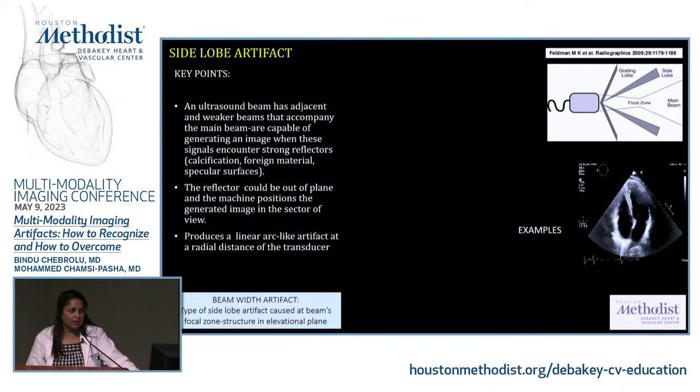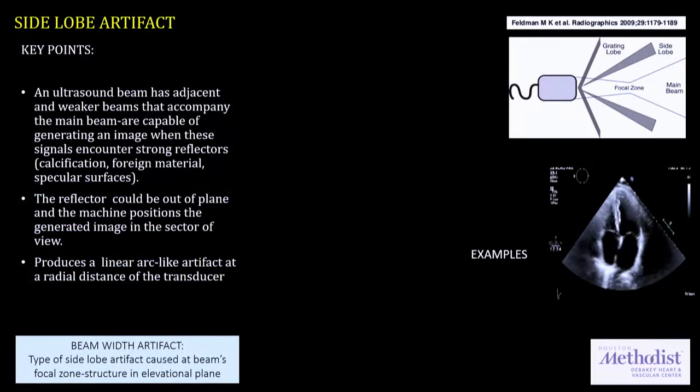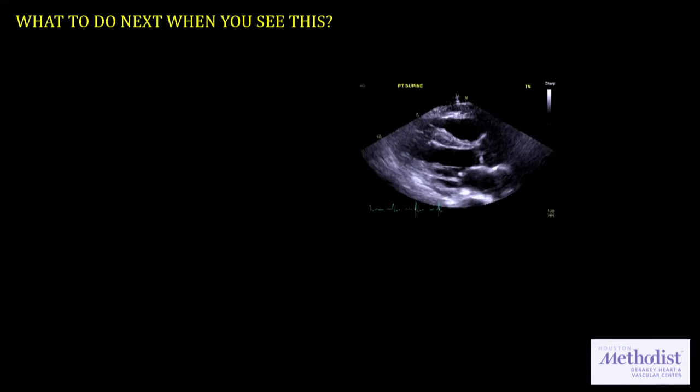All right, what is this one, guys? I think I've already put that there. It's a beam width artifact caused by a dilated aorta. If you see, there is a duplication of the shadow right next to the interatrial septum. It's basically catching the dilated aorta from the elevational plane, right?